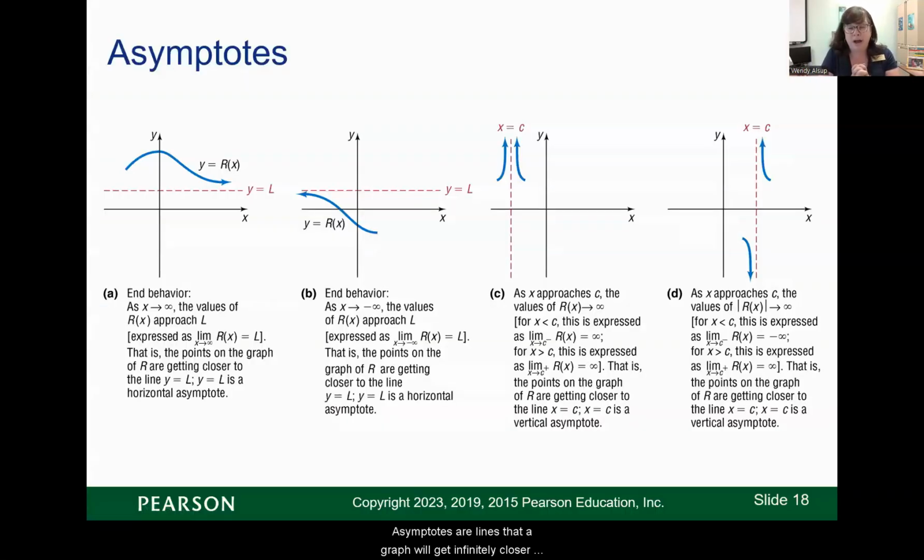So we're talking about asymptotes. Asymptotes are lines that a graph will get infinitely closer to without touching it. All right, you can have horizontal asymptotes. These letter A and letter B are both examples of horizontal asymptotes. You can have vertical asymptotes. Letter C and letter D are examples of vertical asymptotes.